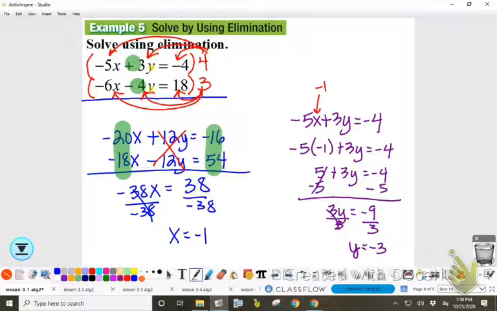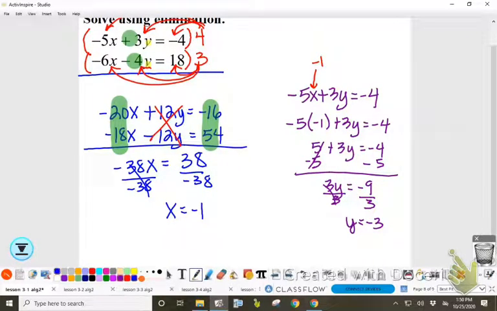The solution to your system, again, is a point. Negative 1, comma, negative 3. X, comma, y.